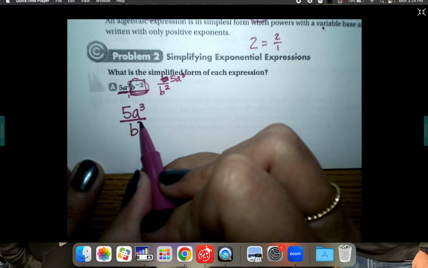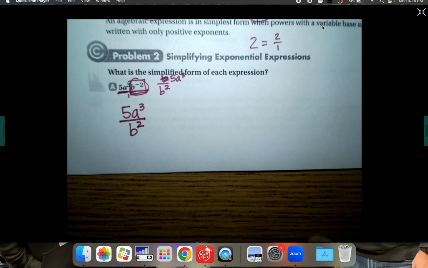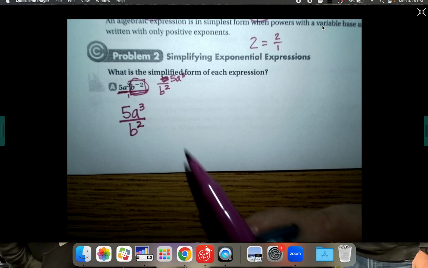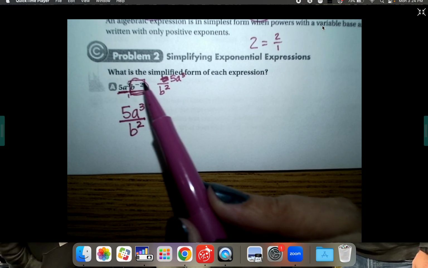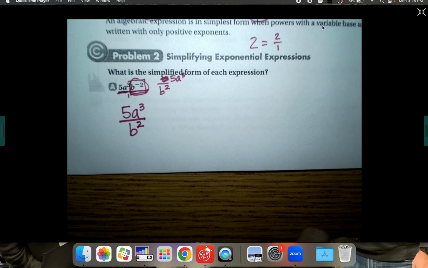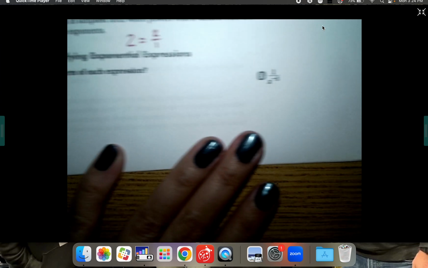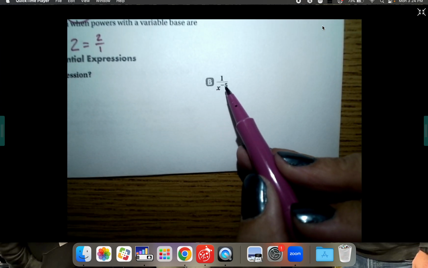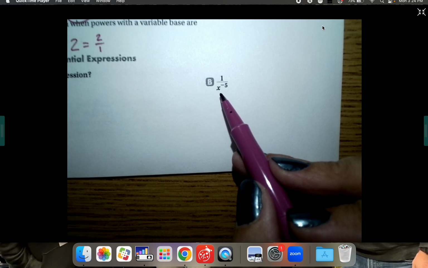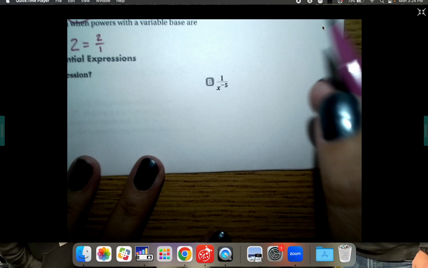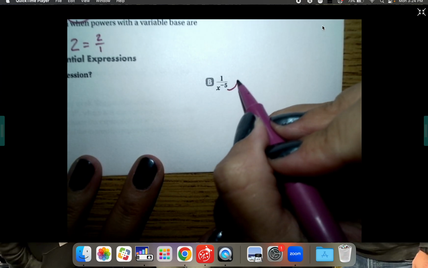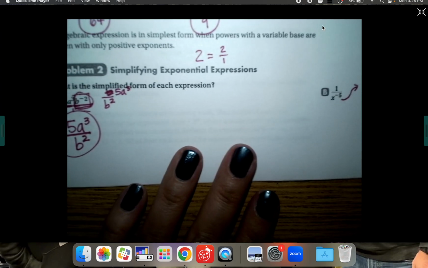And once it goes to the denominator, the exponent becomes positive, because if it's a negative exponent, it's going to flip to the denominator and it's going to become positive. Okay, let's try another one like that. If it happens to be a negative on the bottom, here's how to get rid of it. You move it to the numerator. So let me go over here and review.